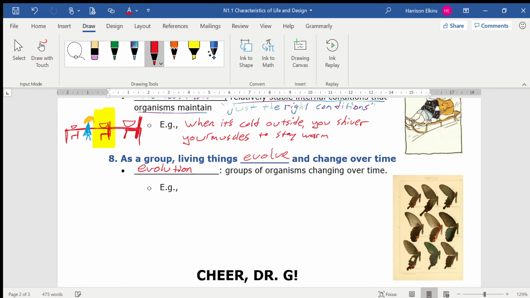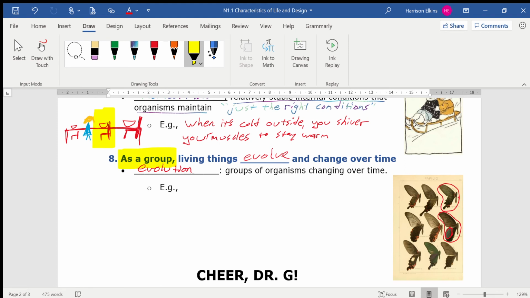So, for instance, maybe over 100 years, we went from having a lot of butterflies with orange spots to having a lot of butterflies with blue areas. We're not talking about monkeys evolving into humans or fish evolving into dinosaurs. We're talking about just small changes over time like this. All living things adapt to their environments and change over time. And this happens with a population. So as a group, this is very specific.